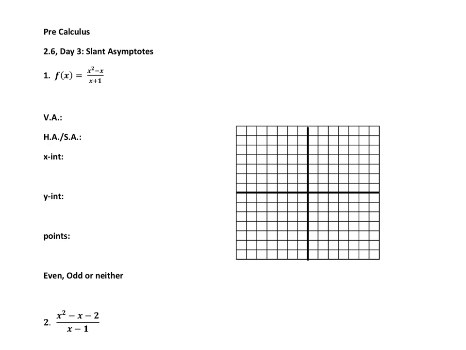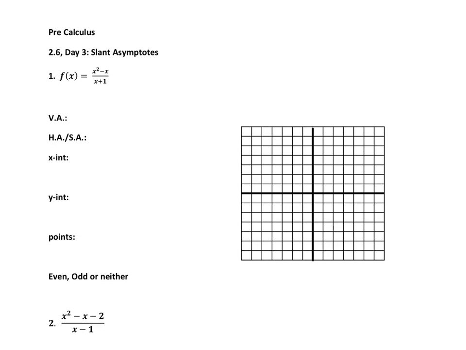Alright, this is going to be the last video and the last concept that we're going to do in graphing rational functions. And the one thing that we're going to add in here is a case that we haven't seen, which is when we're going to get slant asymptotes.